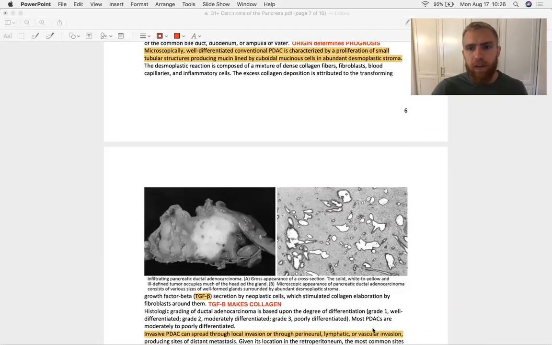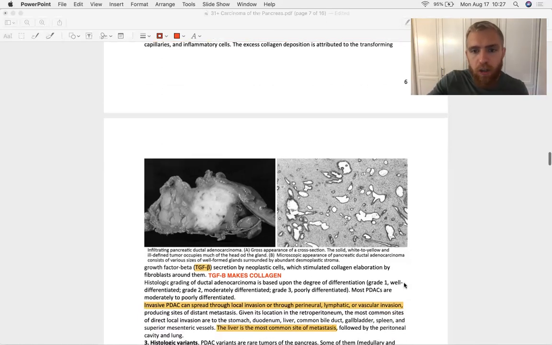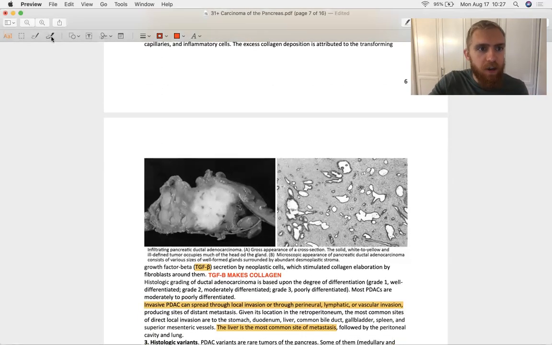So this sentence at the bottom of page 6 is really nice. Microscopically, well-differentiated conventional pancreatic ductal adenocarcinoma is characterized by proliferation of small tubular structures producing mucin lined by cuboidal mucinous cells in abundant desmoplastic stroma. So the most important visual cue there is going to be the abundant desmoplastic stroma, because you're going to look at all the scar tissue in this histology slide and you're going to say, that's not a normal pancreas, period.